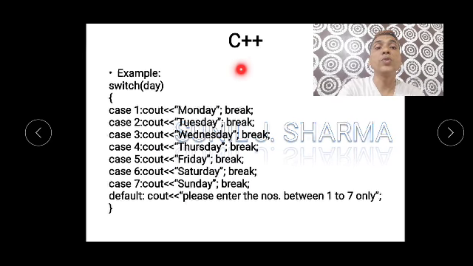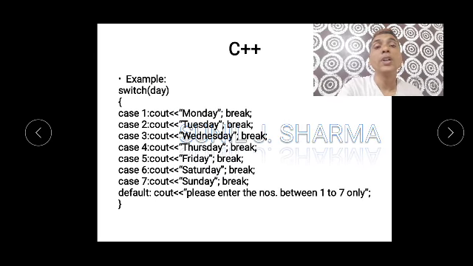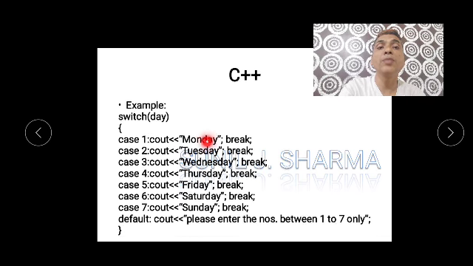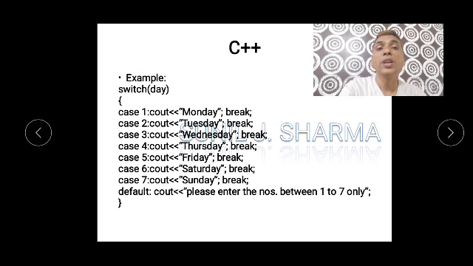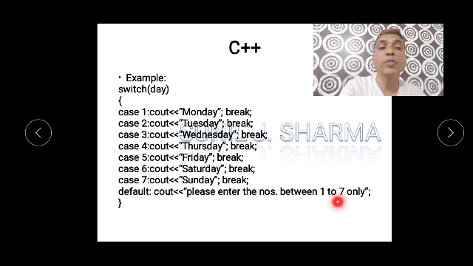Now again I will warn you that this program is incomplete. Switch day: day is a variable, and its value can be anything. Let me explain the program first. Case 1 Monday, case 2 Tuesday. I'm just talking about days of the week. 7 is Sunday. And default: it depends upon what value the user enters. Suppose the user doesn't enter a value between 1 to 7, then this statement will get printed.